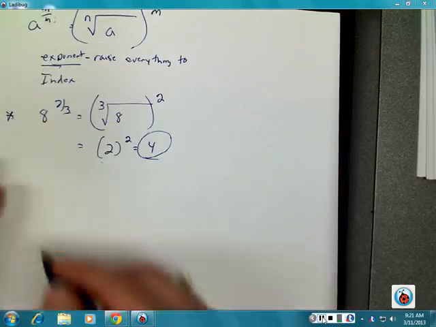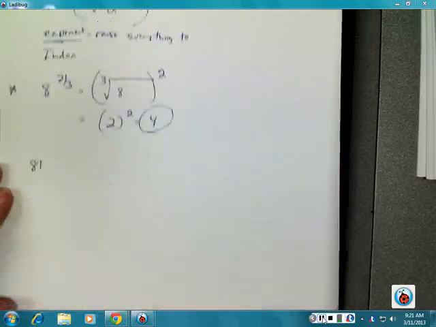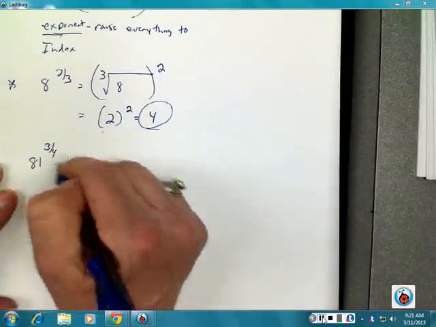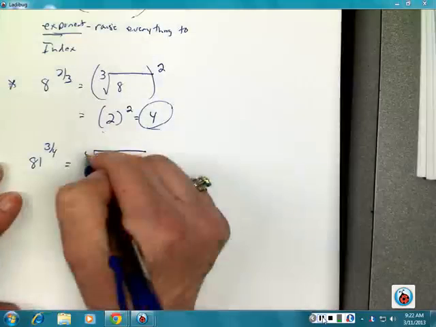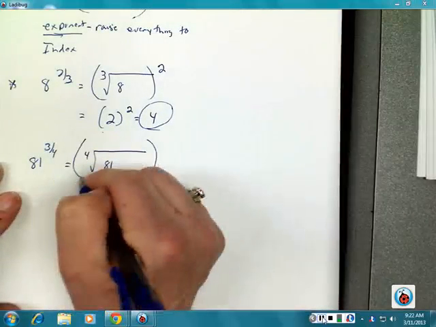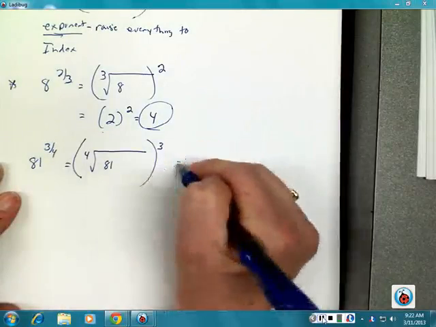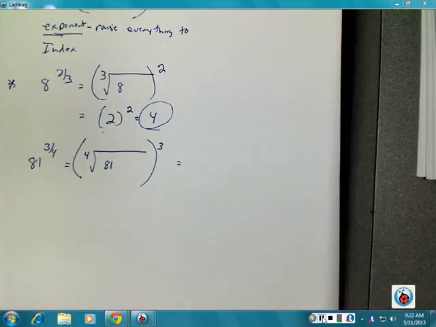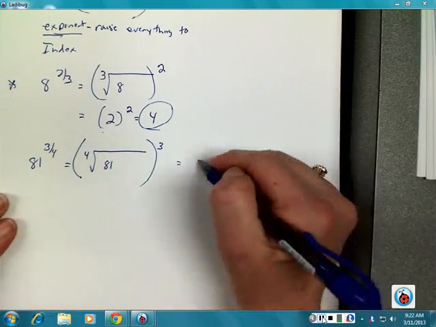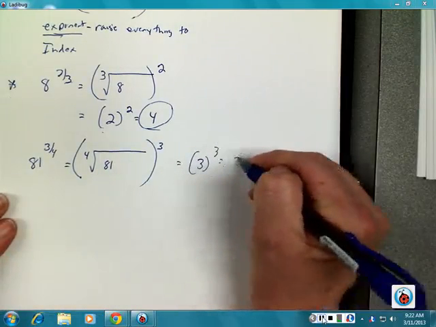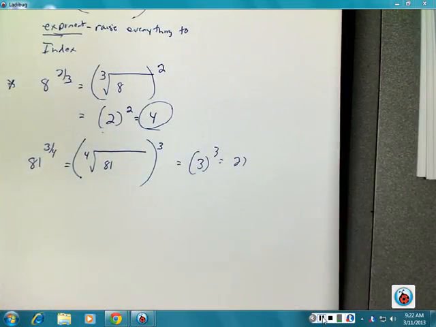How about this one? 81 raised to the 3/4. So when I reverse it, I want the 4th root of 81, but then I want to take that whole piece and I want to cube whatever that answer comes out to be. So what will it come out to be? 27. 27? Because the 4th root of 81 is 3, right? 3 cubed is 27. Yep.